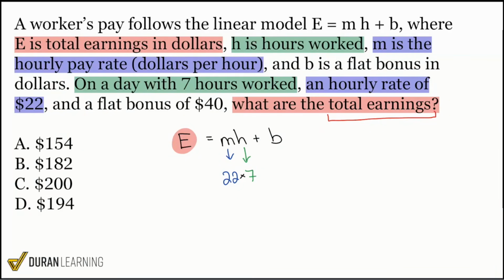Absolutely. Multiplication. And then we see lastly that B is a flat bonus in dollars. Okay. Sounds good. Let me highlight that in gray. Flat bonus. And here it is, a flat bonus of 40. So we have mapped that out as well. And B is going to be 40. And there we are.